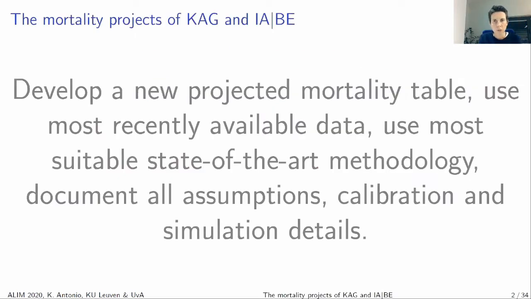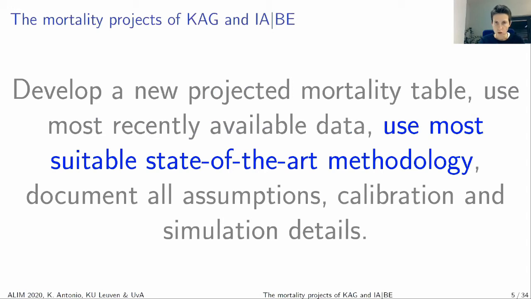If we look at the mission statements that the working parties who worked on these mortality projection models within these actuarial associations got, then we can summarize it as follows. The goal of a working party on mortality in a professional actuarial body is to develop a state-of-the-art mortality projection model and the resulting mortality projection table using the most recently available data on number of deaths and exposure to risk in years for the country, for the population under investigation, but perhaps also for related populations.